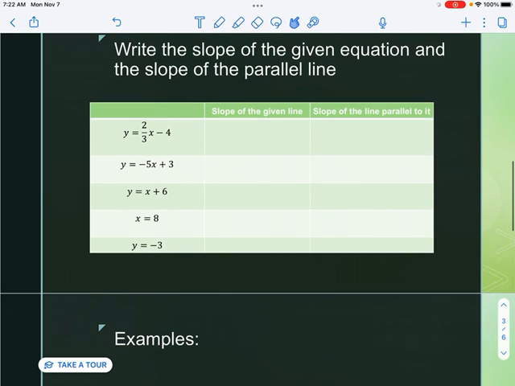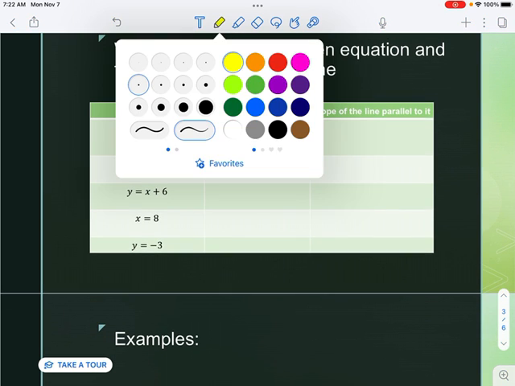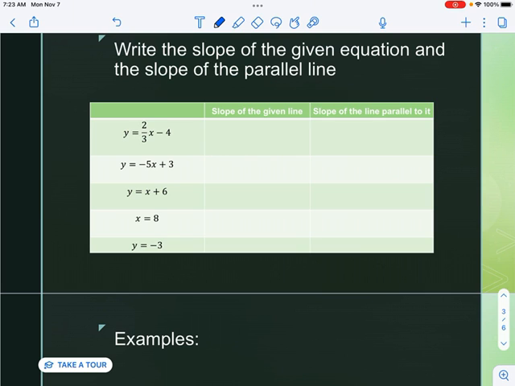All right, so let's just practice finding slope here to start. Okay, so I gave you an equation, and what I would like to know is what is the slope of the given line. So remember, our equation is y equals mx plus b. So what I do is I find my x, and there is my slope. So my slope of my given line is 2/3.